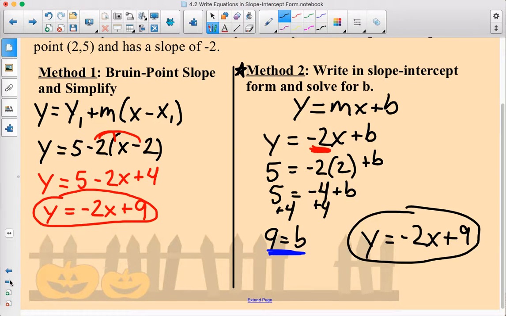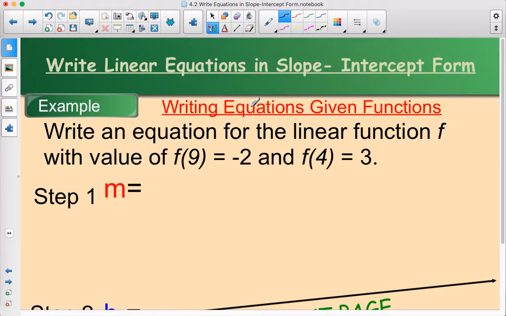Okay? Perfect. Last ones that we're going to try look like this. What if they're given to you in function notation? So write an equation for the linear function f. That's just renaming the line. Instead of writing y equals mx plus b, I'm going to write it as f of x equals mx plus b, but it is the exact same thing. I've just been more specific. I've named the line f. For a line that has f of 9 equaling negative 2 and f of 4 equaling 3.